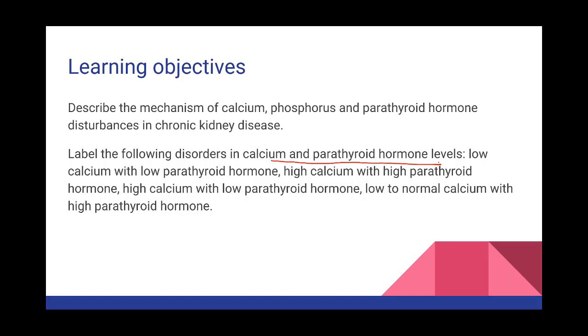We're going to find a name for the situation where we're going to find low calcium and low parathyroid hormone. We're going to have to give a name for a situation with high calcium and high parathyroid hormone, high calcium and low parathyroid hormone, and low to normal calcium with high parathyroid hormone.